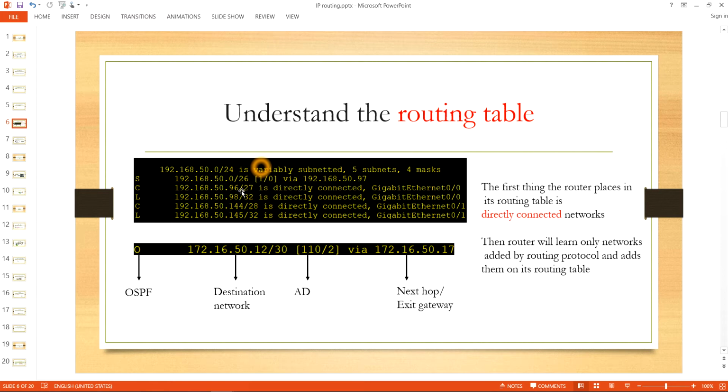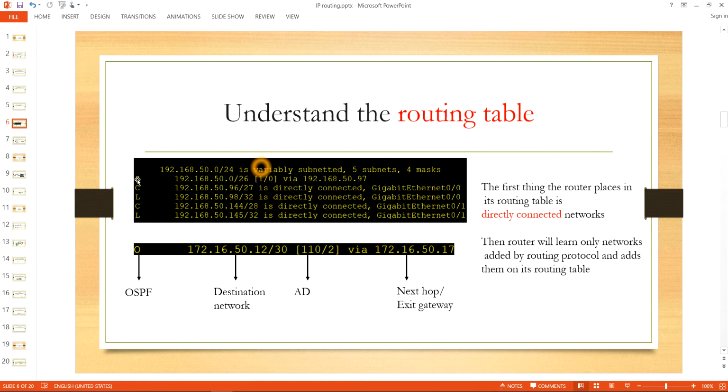So we have dot 96 and dot 144. Now the L means it is the interface IP address. So when you have this network attached, this is the network that's attached on my interface, but this is my interface IP address. So they are different. This is the network. This is the IP address assigned manually on the router interface.